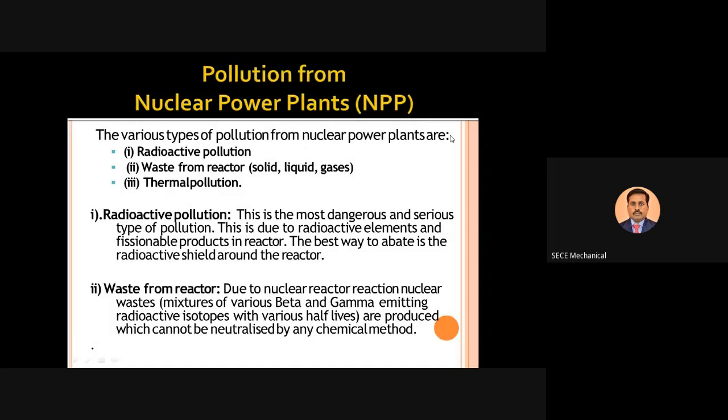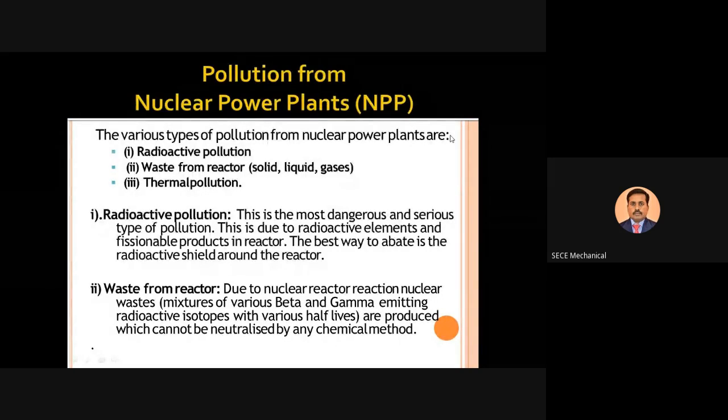These are produced due to the chain reaction, which cannot be neutralized by any chemical method. If the rays come out from the nuclear reactor, we cannot control them with the help of some chemical method. With some chemical process we cannot control these kinds of rays.